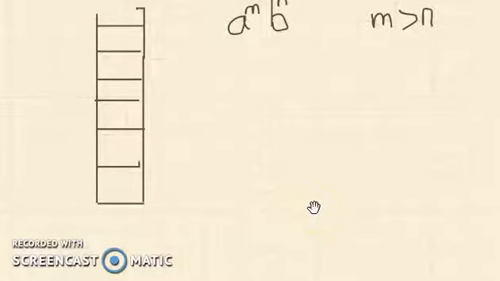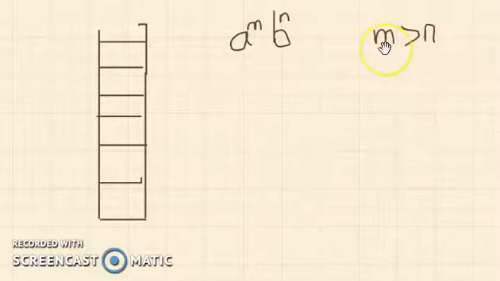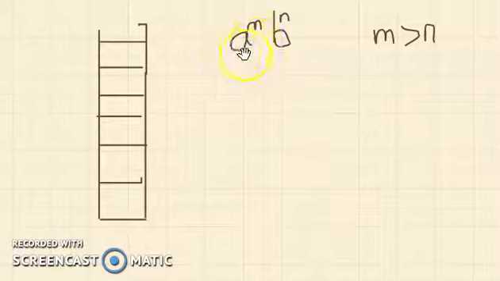Okay, in the previous lecture we have seen a raised to n, b raised to n, where we have equal number of a's and b's. Number of a's equal to number of b's. Our next example is a raised to m, b raised to n, where m is greater than n. What is the meaning of this? The meaning is number of a's are greater than number of b's.